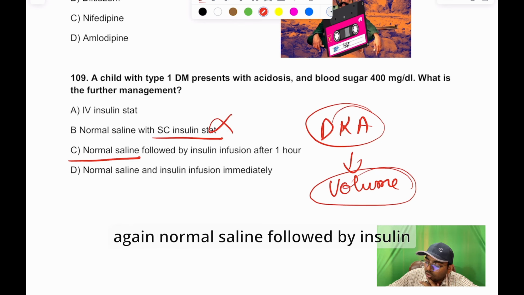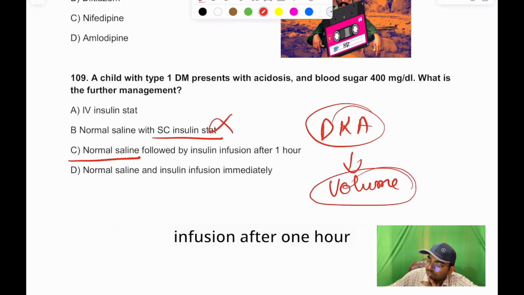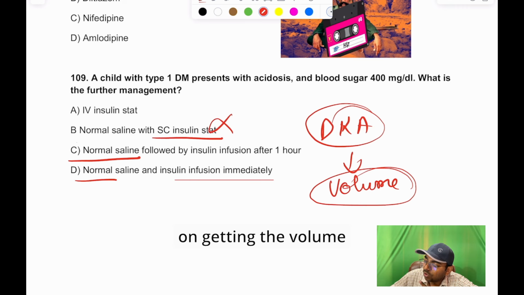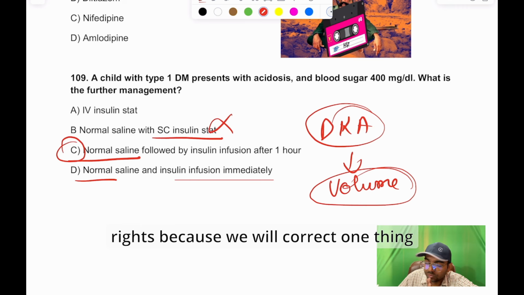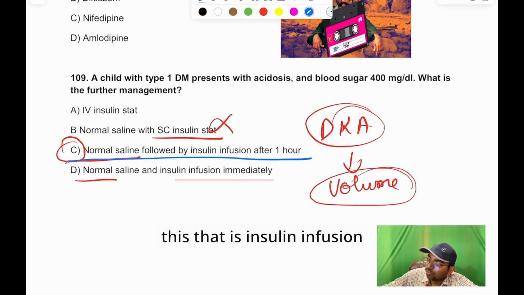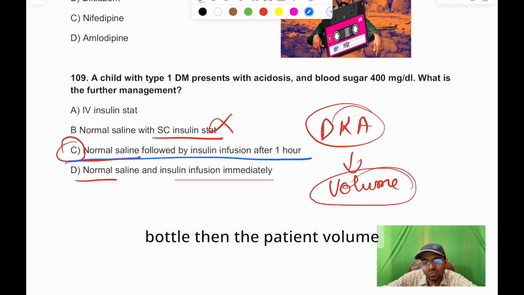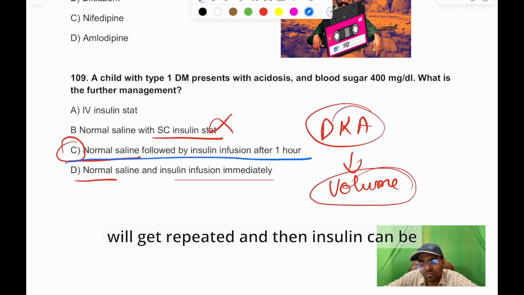Now, normal saline followed by insulin infusion after 1 hour, and normal saline with insulin infusion immediately. See, first we will focus on getting the volume right, because we correct one thing at a time. So we will go for this: insulin infusion would start after an hour, because after we infuse a bottle, the patient's volume will get repleted, and then insulin can be given.